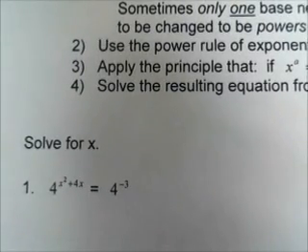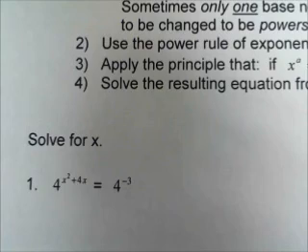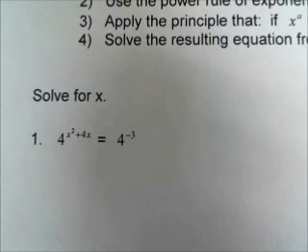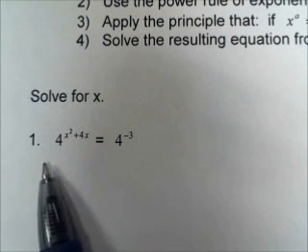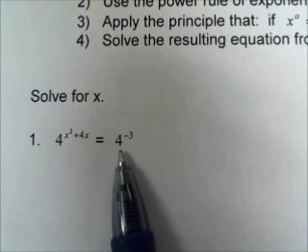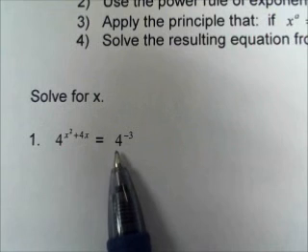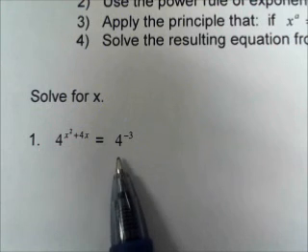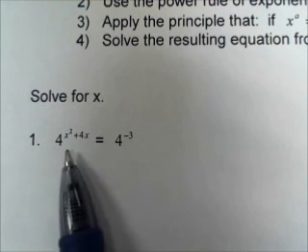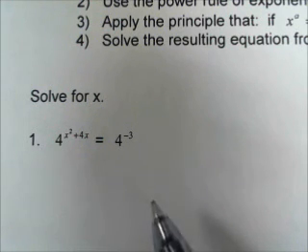So if we look at number 1, we have solve for x. 4 to the x squared plus 4x equals 4 to the negative 3. You have both sides of an equation in which the bases are the same. The bases are 4. Right? So the bases are the same. So if 4 to the x squared plus 4x equals 4 to the negative 3, that means the exponents must be equal. So we equate the exponents.